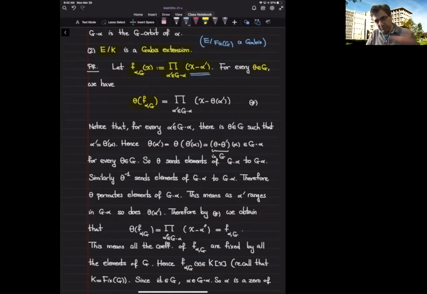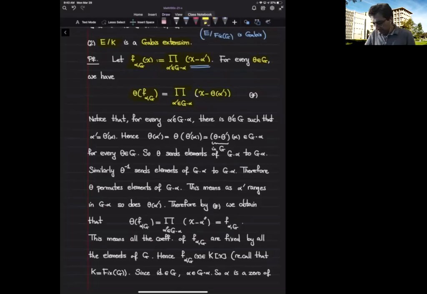So theta doesn't change x, x goes to x, but it does send alpha prime to theta of alpha prime. So as alpha prime ranges inside the G orbit of alpha, I ask myself, what does theta do to this orbit? I apply theta to this G orbit, and I ask myself, where does the G orbit go? I'm picking some element inside the G orbit. That means it is theta prime of alpha for some theta prime inside the group. That's the definition of being inside the G orbit. Now I'm applying my theta to this element. So theta of alpha prime is theta of theta prime of alpha.